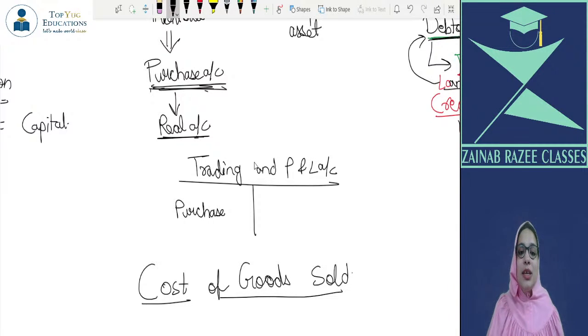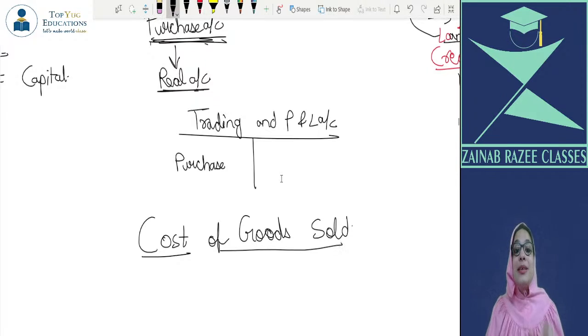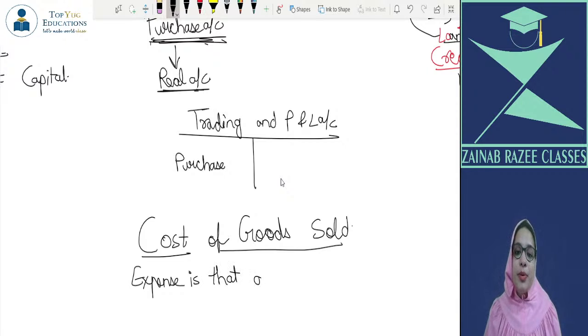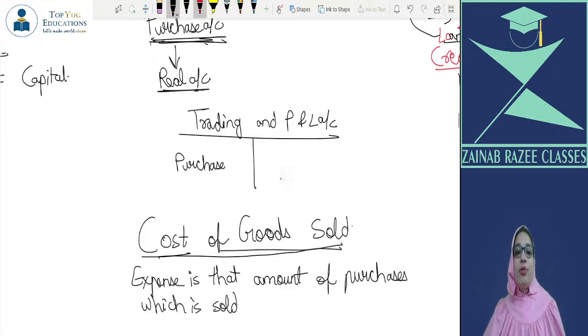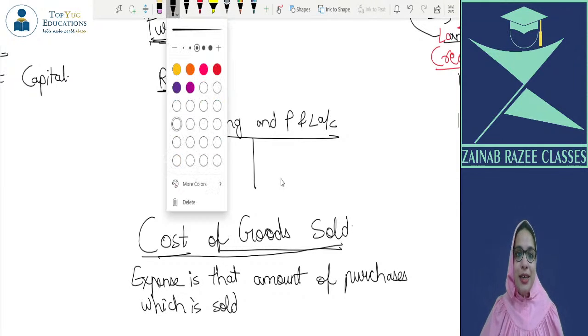Right now I just want to say that my expense is that amount of purchases which I have sold. Can you get it? Right now I'm just saying my expense is that amount of purchases which I've actually sold, and that is nothing but cost of goods sold. So I believe some of you might know the formula for cost of goods sold. Even if you don't know, I'll write it down.